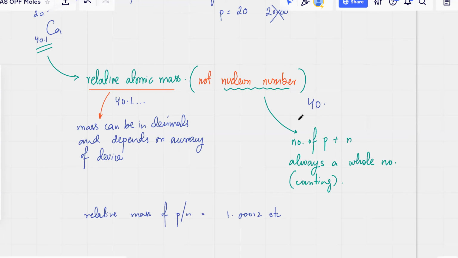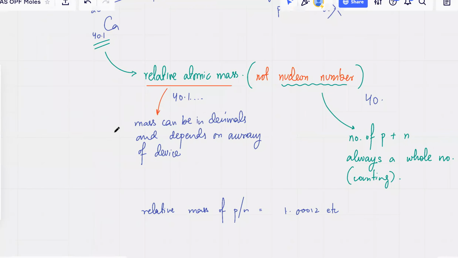If relative atomic mass is being talked about, it's in decimals. The nucleon number is going to be a whole number. And there's another reason why it's in decimals. That's one reason mass can be in decimals: it depends on the accuracy of the device.